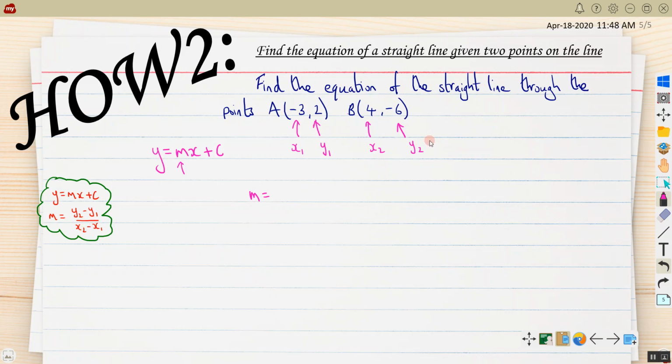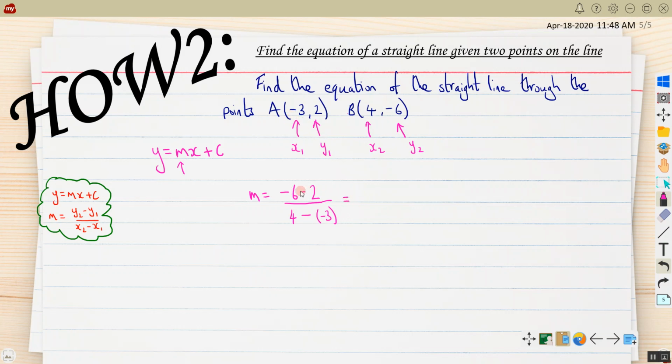y2 take y1. So what is y2? Negative 6. And I subtract off y1. y1 is 2. Divided by x2, which is 4, and I'm subtracting off x1, and x1 is negative 3. So just be careful with your positives and negatives, just put your numbers straight into the formula, okay? It's just substitution. I'm subtracting off x1, and x1 is a negative number.